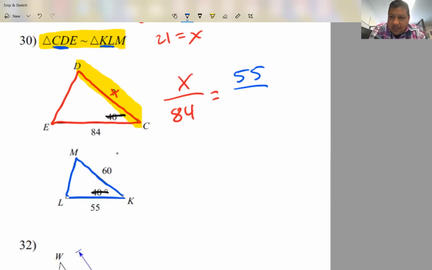So X is smaller than 84. Except if X was bigger, I would have said X goes with 60. But X is smaller. Like I said, if we cannot tell, use the measurements. The measurement CD goes with KL. So X goes with 55. So that means that 84 goes with 60.